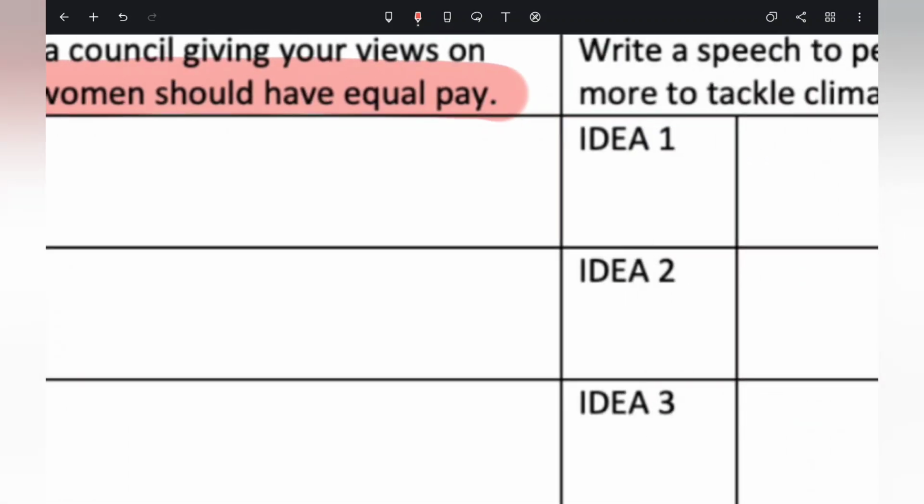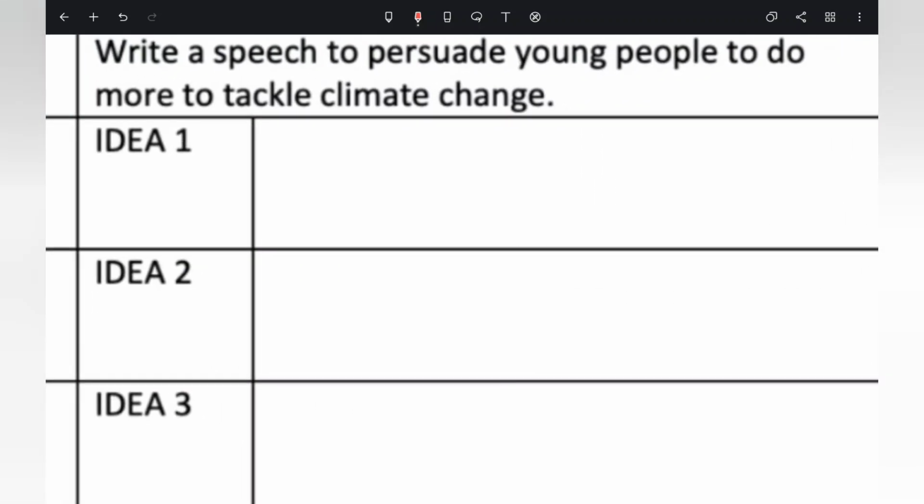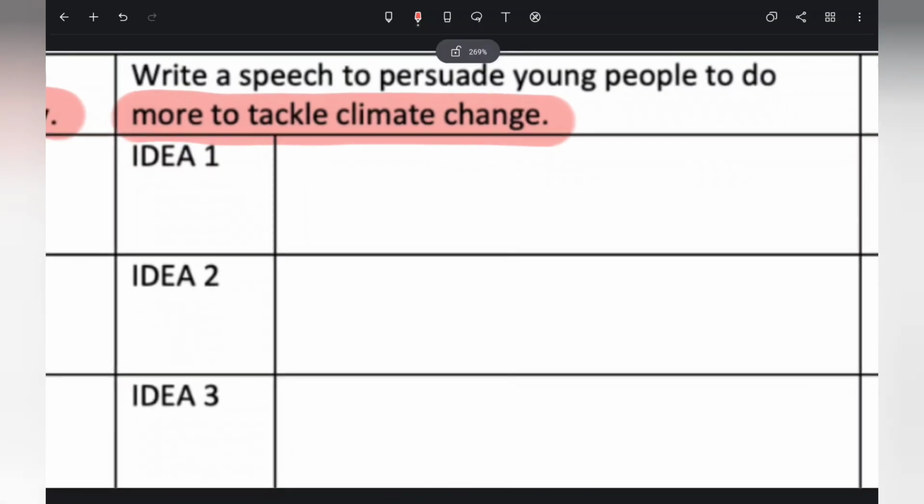The second predicted question for writing a speech is to persuade young people to do more to tackle climate change. So essentially, you're providing solutions or your suggestions of what can be done to tackle climate change. And to be fair, this question is quite straightforward because how many times have you learnt about climate change in Key Stage 3 and Key Stage 4? Whether that's in science, geography, you've probably had school assemblies, whatever, about all of this. So this question, in all honesty, is straightforward. So not much for me to say there.